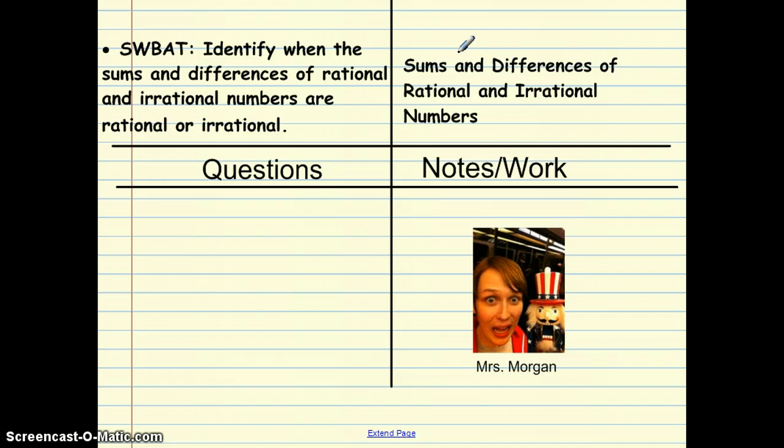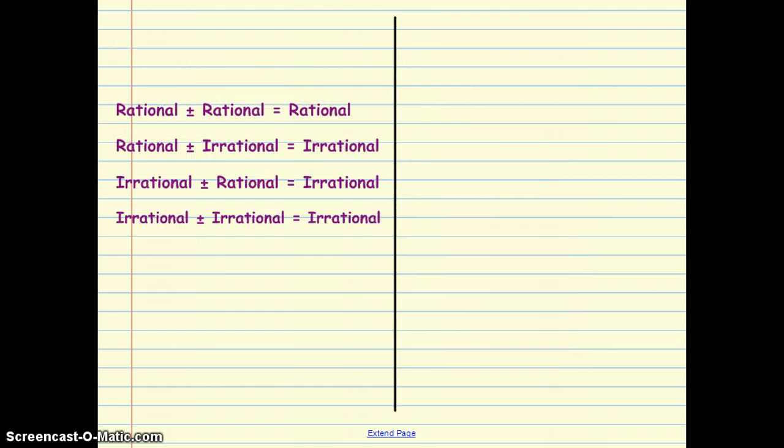I'm going to talk to you about sums and differences of rational and irrational numbers. Your SWABAT for today is to identify when the sums and differences of rational and irrational numbers are rational or irrational. And this is just a short summary. Rational and rational makes rational. Rational and irrational is irrational, and so on.